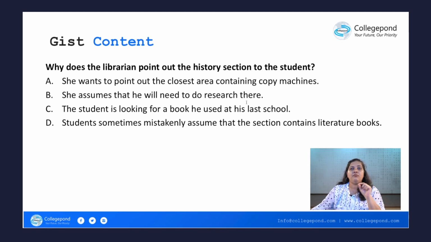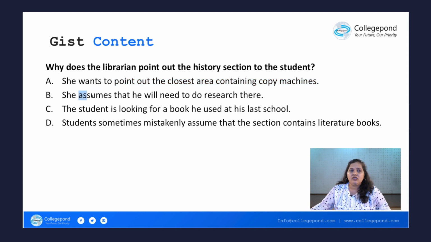Why does the librarian point out the history section to the student? Again, this question word why should tell us it's a purpose question, but whose purpose is it? It's not the student's purpose this time, right? It's the librarian's purpose. So the options that we have here are A, B, C, D. Did she want to point out the closest area containing the copy machines? Did she talk about copy machines? Yes, she did. She was saying something like, this is the place where you will find the copy machines, right?